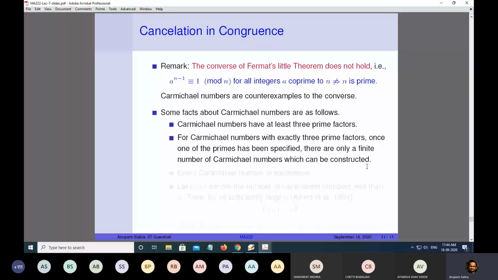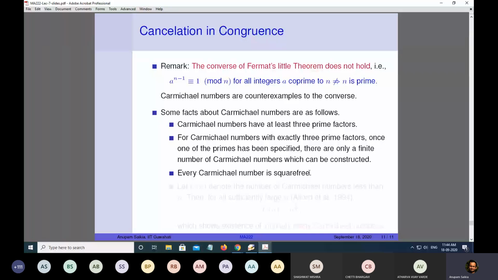But this one is important. Every Carmichael number is square free. Square free meaning it's not divisible by a prime square. For example, 8 is not square free, or 12 is not square free, because 2 square divides 12. So a Carmichael number has to be a product of distinct primes. No prime will have an exponent.